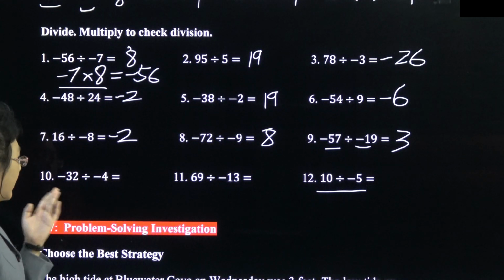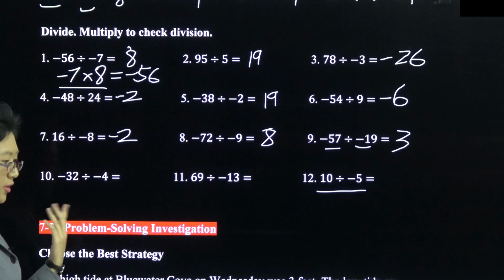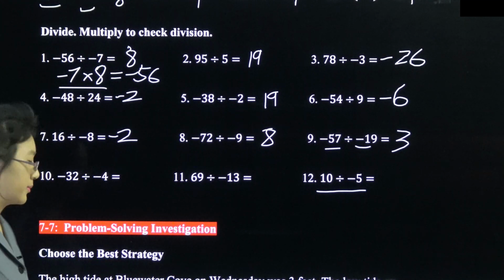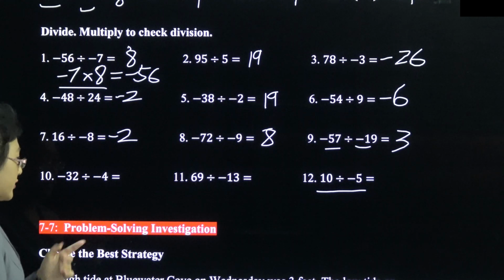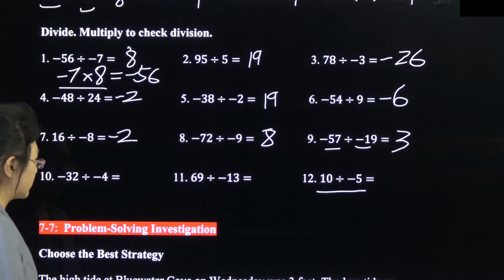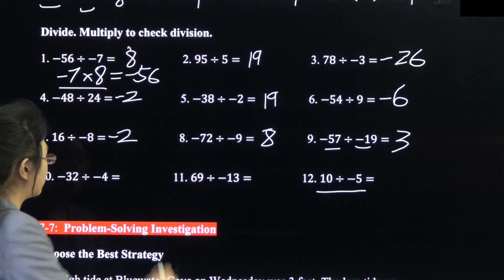Negative 32 divided by negative 4. Both of these numbers are negative. Therefore, the answer ends up being positive. And 32 divided by 4 is equal to 8, which means that the answer is just positive 8.